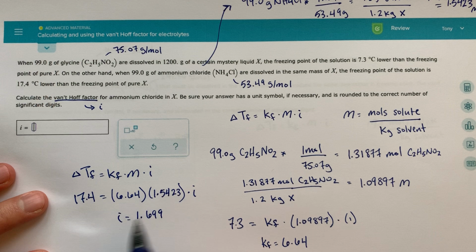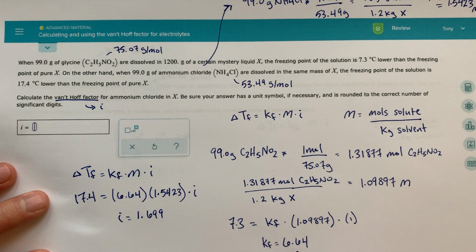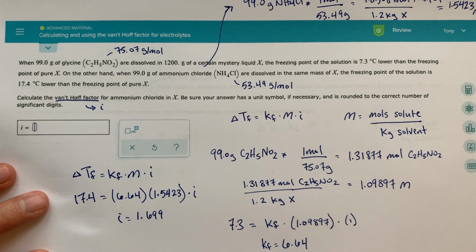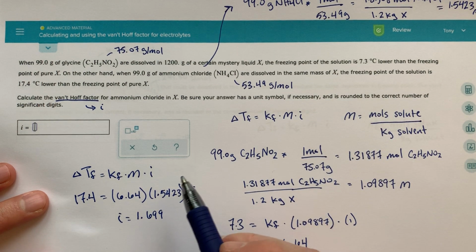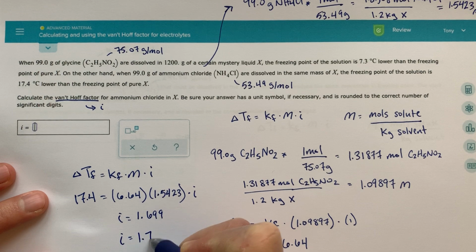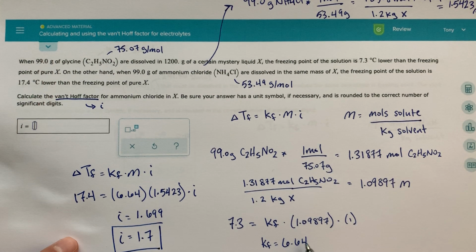And we'll see that i is equal to 1.699. And then now is when we would want to think about rounding that to the proper number of sig figs. We have to look back and figure out where we want to go with this. If we think about our KF value that we calculated, this value should actually only have 2 sig figs because our temperature here of 7.3 only has 2 sig figs. So our final answer should also have 2 sig figs. 1.7 is our final answer. So really, if we want to be totally correct here, this KF that we calculated should only have 2 sig figs.